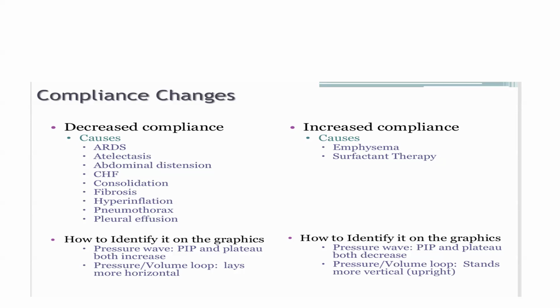If there is decrease in the compliance, then how to identify it on the graphic? In the pressure waveform, the peak inspiratory pressure and the plateau both will increase. In the pressure volume loop, it will lie more on the horizontal. If there is increased compliance, then the peak inspiratory pressure and the plateau both will decrease, and the pressure volume loop will stand more vertical.